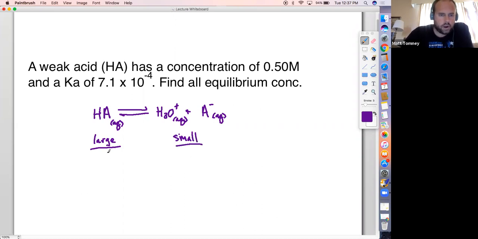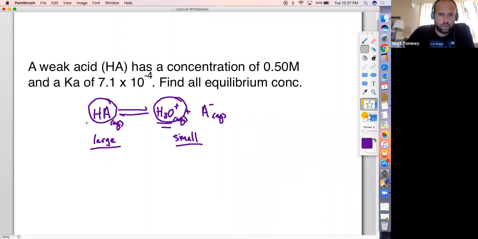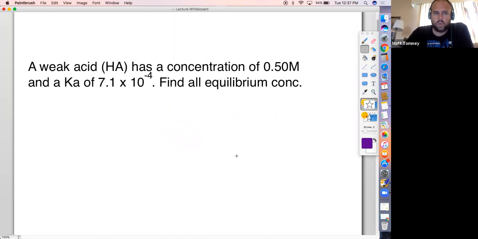So when I say large, it doesn't mean that this number has to be incredibly large, but HA, the concentration of HA, should be large relative to H3O plus, because a weak acid should primarily be residing as an acid, not as hydronium. That's what makes it weak. It's not able to force the equilibrium all the way to the right. Okay? So this is a very important premise that we want to understand as we're moving forward with these types of equations.